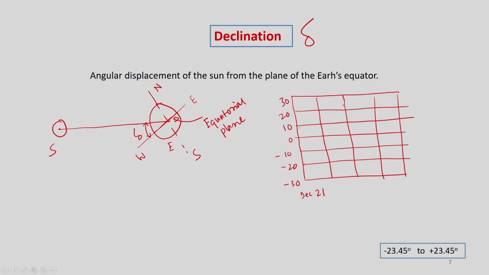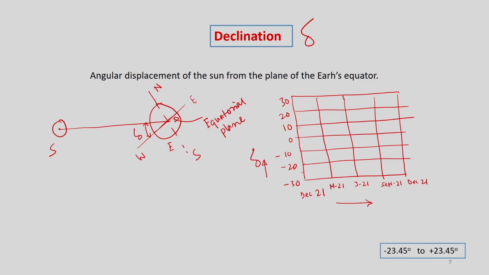Okay. So, how will this vary? December 21, then we have March 21, then June 21, then September 21, and we will have again December 21. So, declination will vary. This is delta, and this is the month, and this will vary.